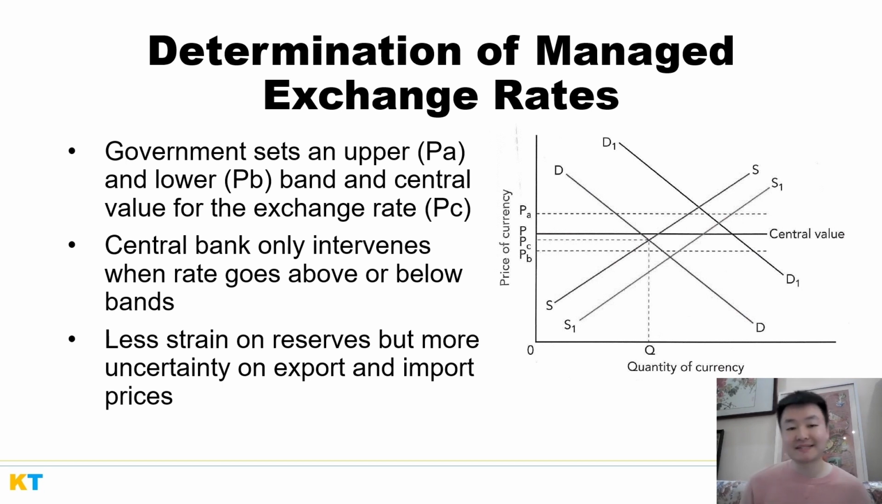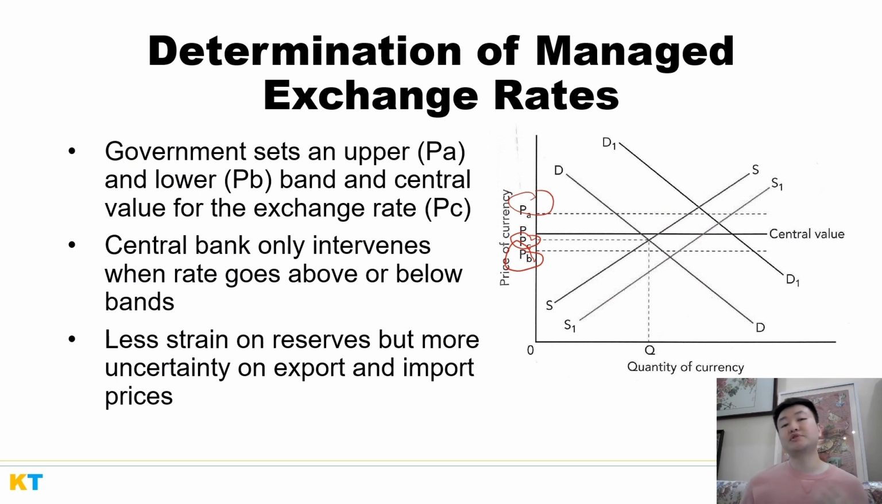The government sets an upper limit, labeled here as PA, an upper band, and a lower band, as well as a central value, PC, for the exchange rate. The central bank's job is to maintain the exchange rate in between the upper band and the lower band. The central bank will actually only intervene if the rate goes above or below the bands. And so there's less strain on reserves, but we're introducing a little bit more uncertainty on export and import prices.